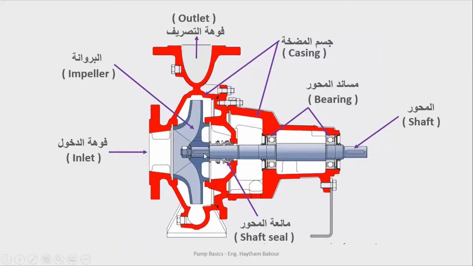The other part is the shaft of the pump, and it is the part transferring the power from the engine, either electrical or diesel engine, to the impeller to make it rotate. And the shaft seal protects the water within the pump and prevents it from leaking to the bearing and the shaft, as the water in this section is guarded and prevented from leaking.